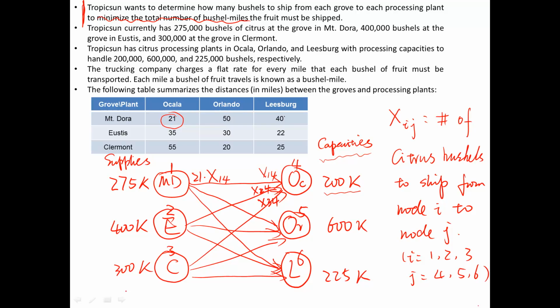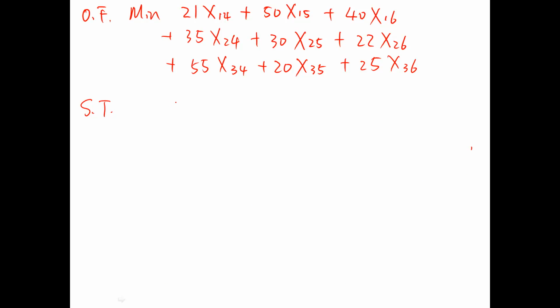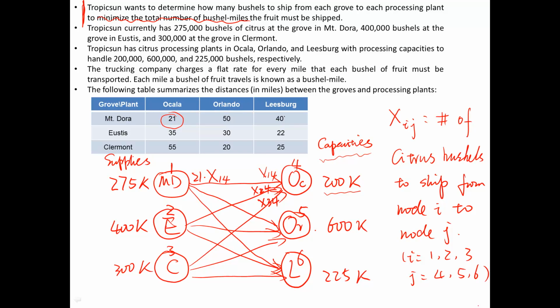Okay, so let's write this constraint. So the first group of constraints, the capacity constraints. Okay, so X14 plus X24 plus X34, representing the total amount of bushels of citrus shipped to Ocala, should not exceed the processing capacity there at Ocala, which is 200,000. Okay, then with the same logic, we can write constraints for Orlando and Leesburg.